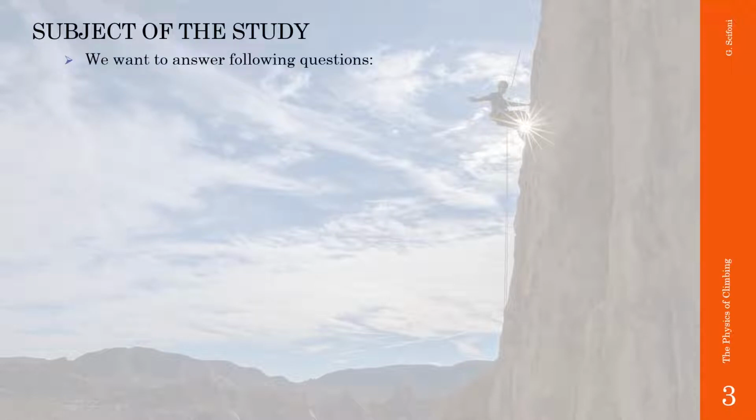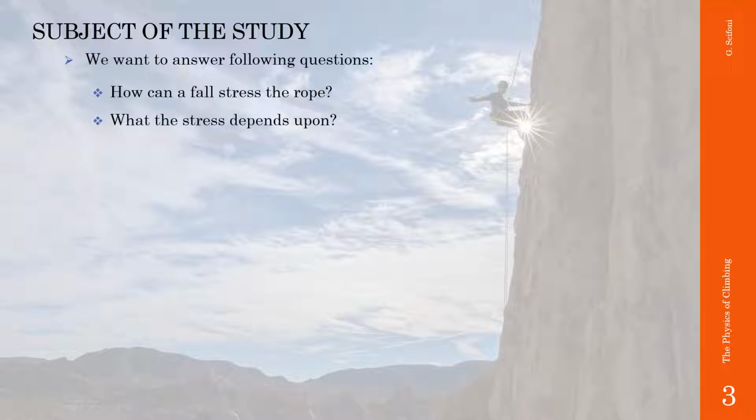Climbing is a dangerous sport because of the possibility to fall. The risk increases when lead climbing, the more the anchor points are distant. While climbing, we want to be safe. Therefore, we want the following questions answered. How can a fall stress the rope? What does that stress depend upon? What is the effect of a fall on the climber's body?